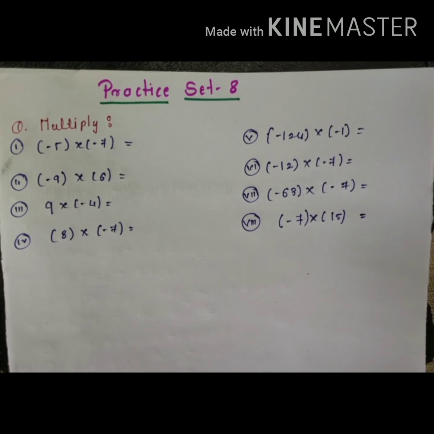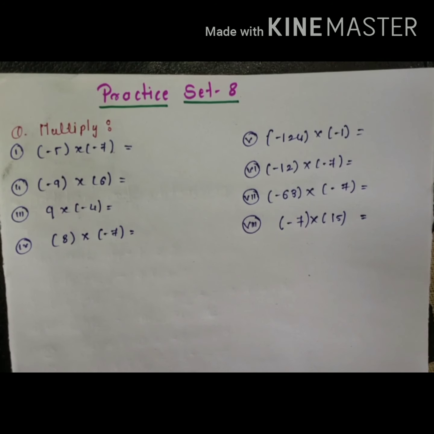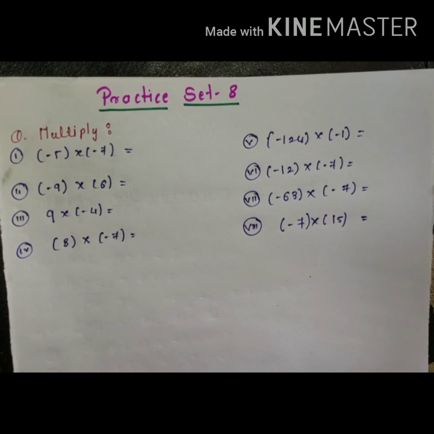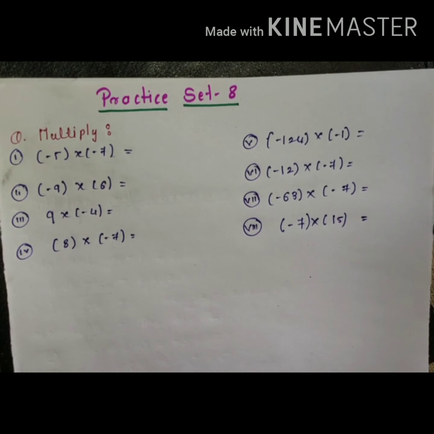Now we will solve practice set 8. The question is given as multiply, that is, we have to multiply the given numbers. Before starting with the practice set, we have to revise the multiplication rules. First one is the product of two positive integers is always positive. Second, the product of one positive integer and one negative integer is always negative. Third, the product of two negative integers is always a positive integer.